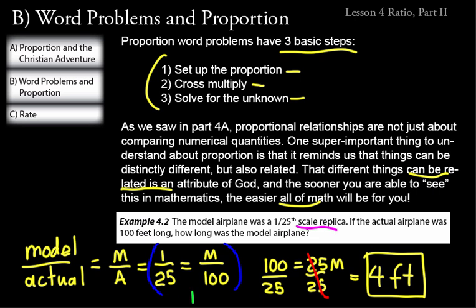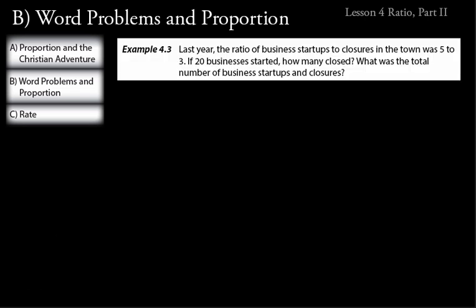So step 1, set up the proportion. Step 2, cross multiply. And then step 3, solve for the unknown. There's a huge variety of proportion problems, and we're not going to try to cover every single type here, but enough hopefully that you get the idea and you see keywords that would help you set up a proportion and recognize it as a proportion problem. So look at example 4.3. Let's read it through first.